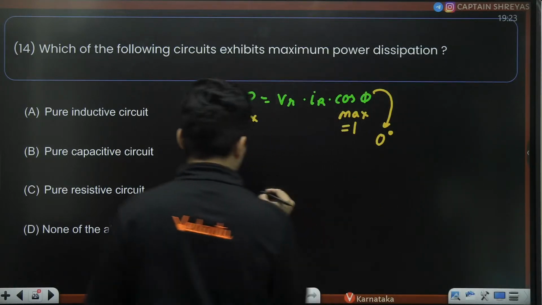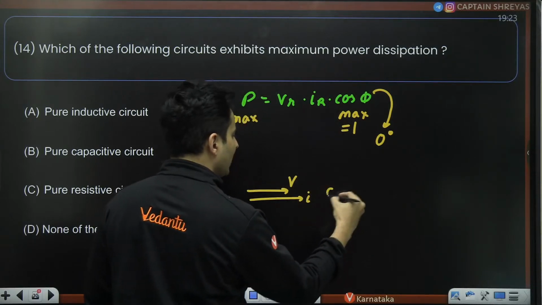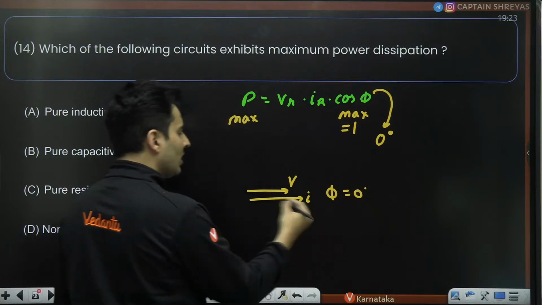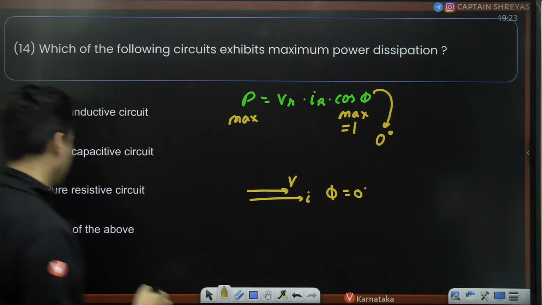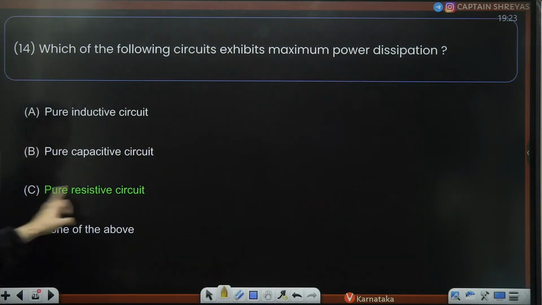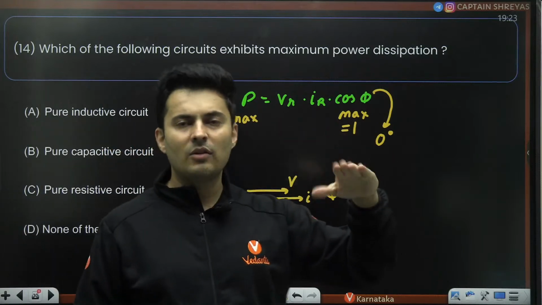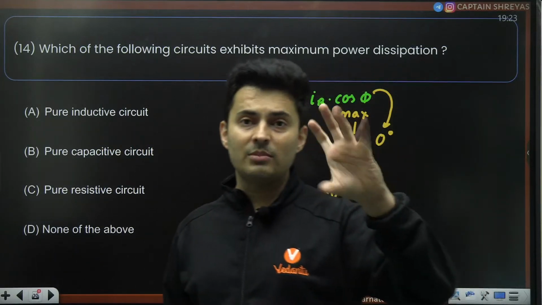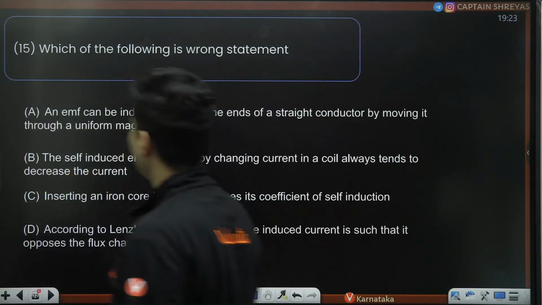So if you want that, obviously the voltage and the current should be in the same phase. Only then this can happen, and this happens when it is a resistive circuit. Anything else, inductance or capacitance, there will be a phase difference between voltage and current. Yes, purely resistive circuit. That is the correct answer.